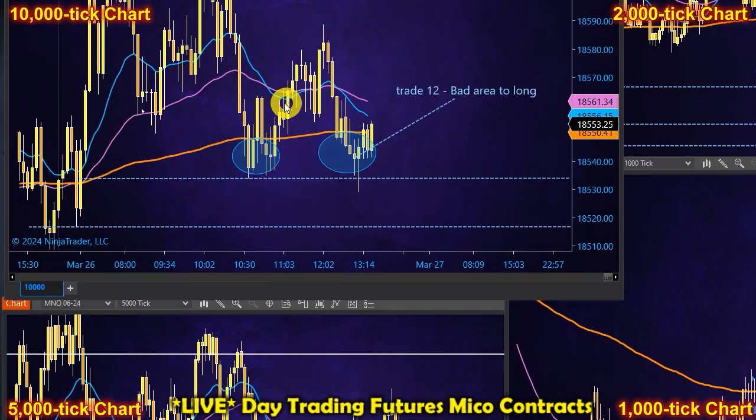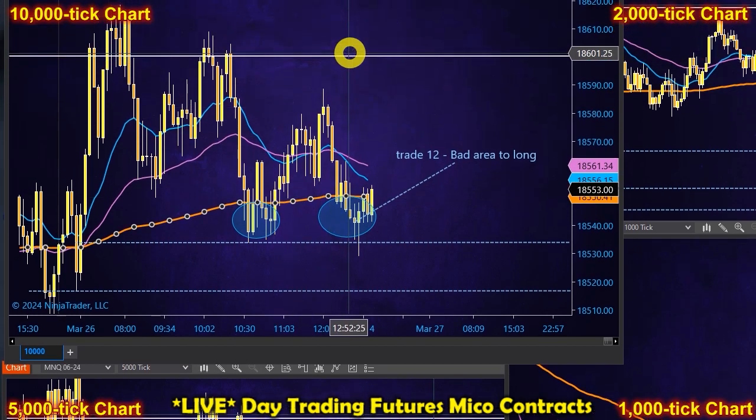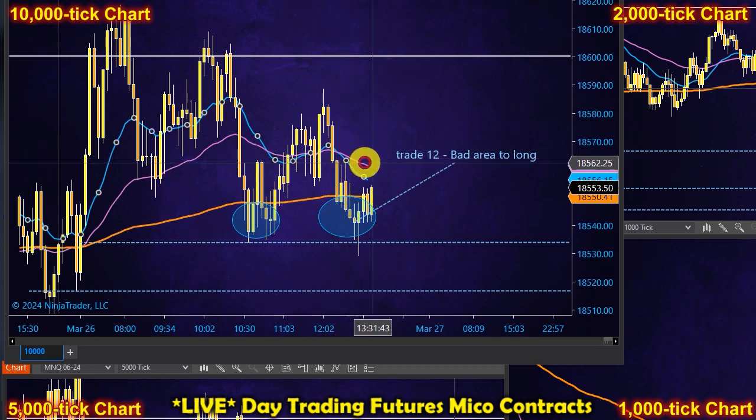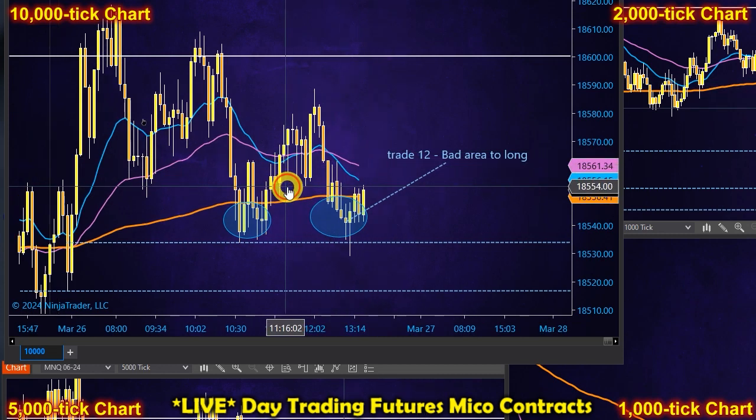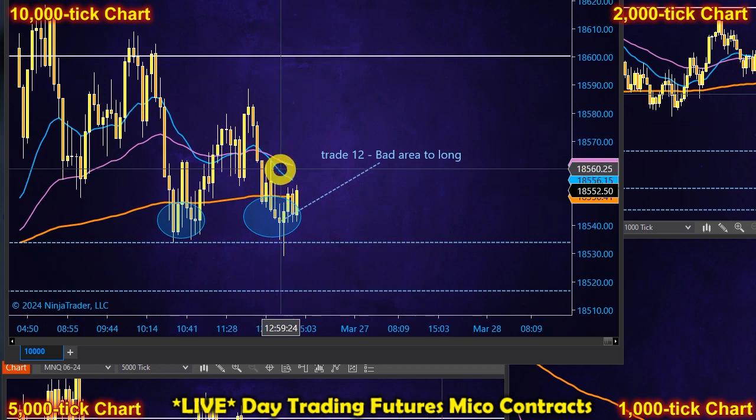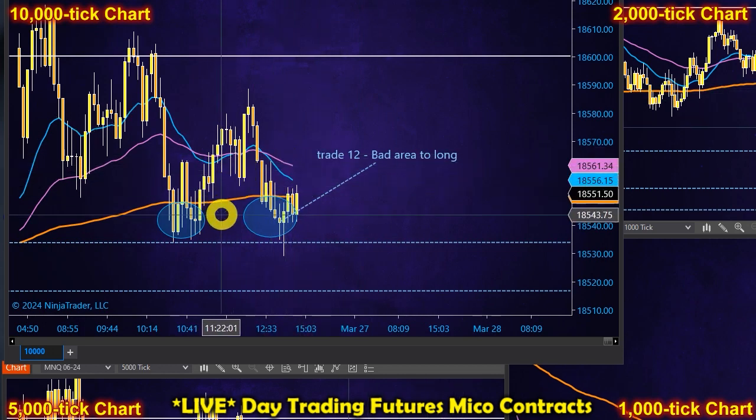The 20 moving average had crossed under the 50 in this area. And when it was above the 200, I was chopping around, getting my money back, breaking even. And then when it broke below the 20 and the 50, I should have realized something. And then over here in this area, the moving averages have crossed again. Very, very dangerous time to trade.